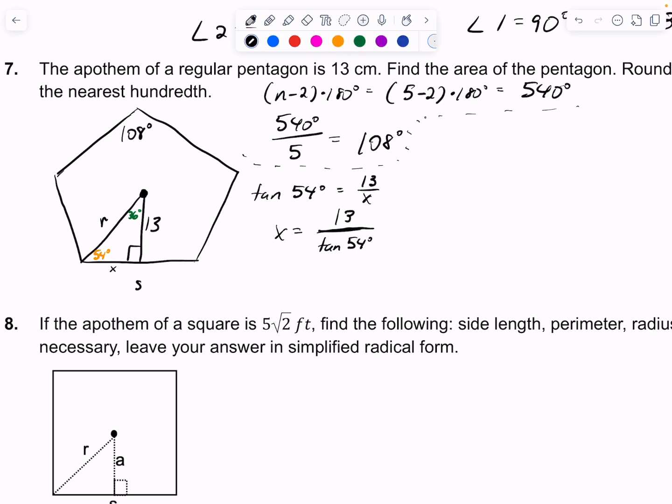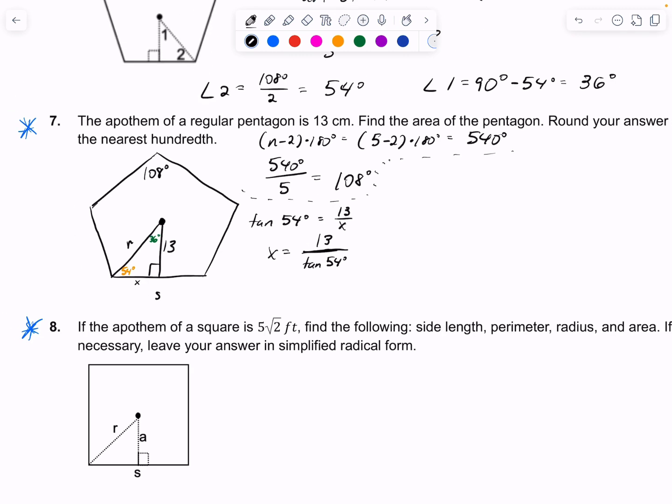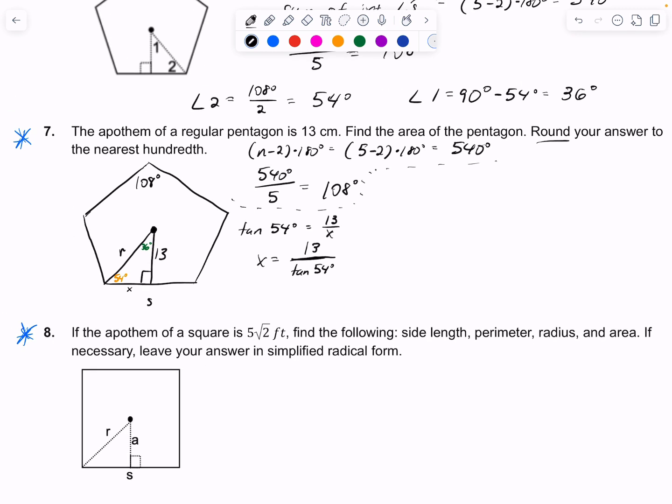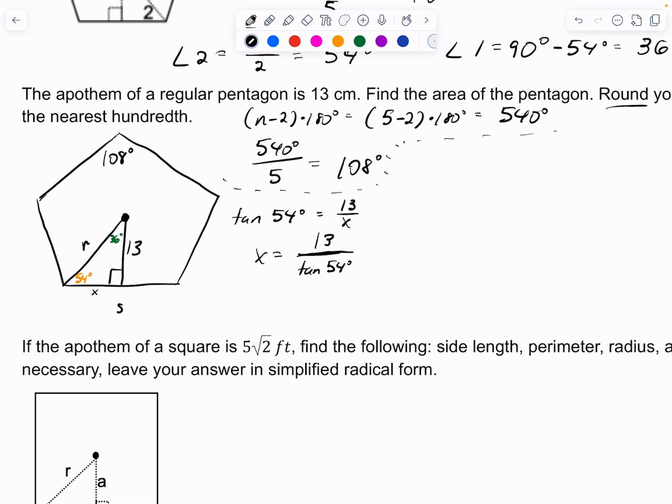Right now, I'm not going to get an approximate answer. I know it says to round at the end, but I want to wait on my rounding until I'm all done. So what I'm going to say is that the side length, if you look at my figure, I just found x in terms of tangent. So my side length is going to be twice that. So I'm going to say the side length is 26 over the tangent of 54 degrees. What my brain is doing is taking that 13 and multiplying by 2.